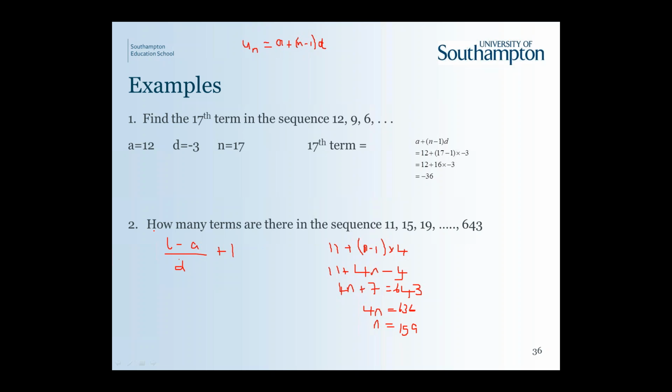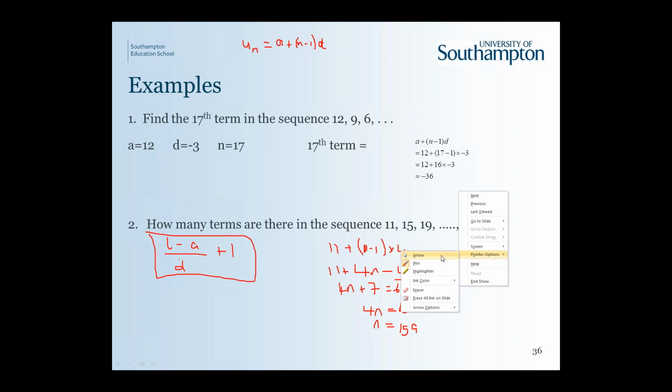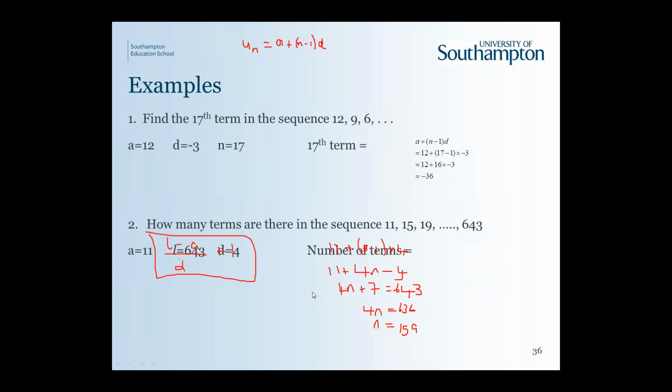So you can either remember this, which is 643 minus 11 over 4, then add 1, or equally, you can just say, okay, and this is very useful for them to know, because should they be given any term in a sequence, they can find which position it's in. But yeah, sorry, they've used the formula.